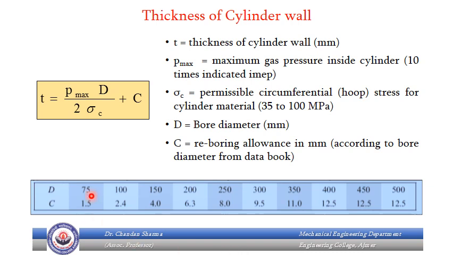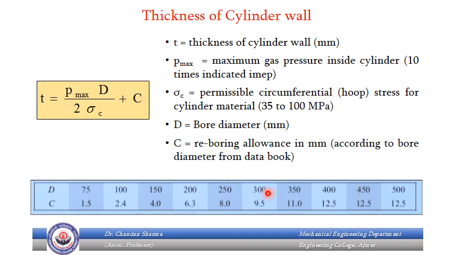So if this T from this formula comes out to be say 10 mm, then for a bore diameter of 100 mm, we need to put 2.4 mm as reboring allowance. So required thickness would be this thickness plus reboring allowance.